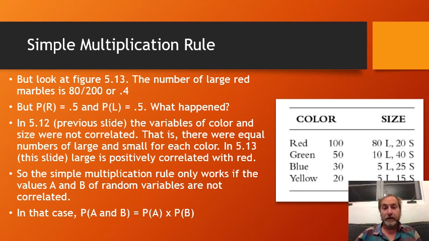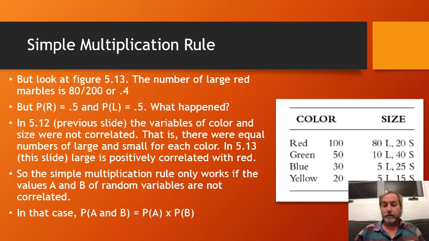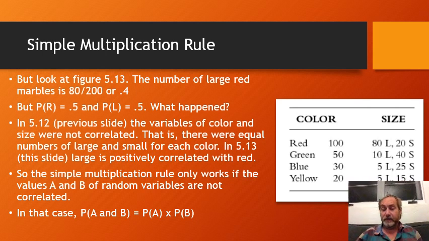For example, here's a figure with a different sort of distribution of marbles and sizes. Here we have 80 large red marbles instead of 50. So that's 0.4, the probability of a marble being large and red. 80 out of 200. Divide 80 by 200, that's 0.4. But here still, the probability of red is 0.5. We still have 100 out of 200 red marbles. And if you add up the larges, you still get 100 large marbles. So the probability of large is still 0.5.